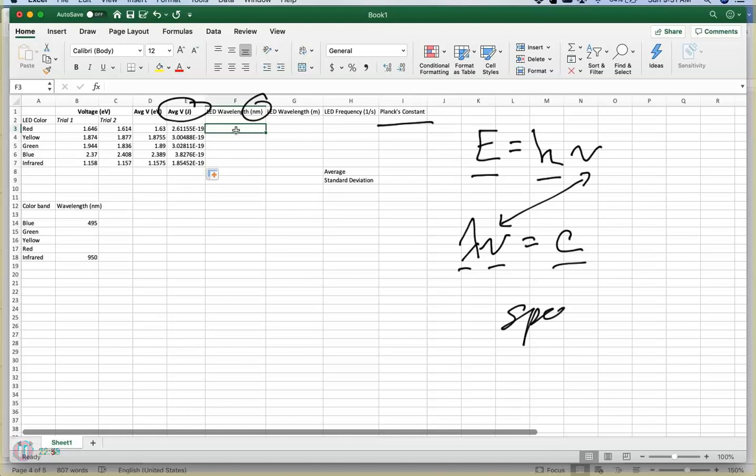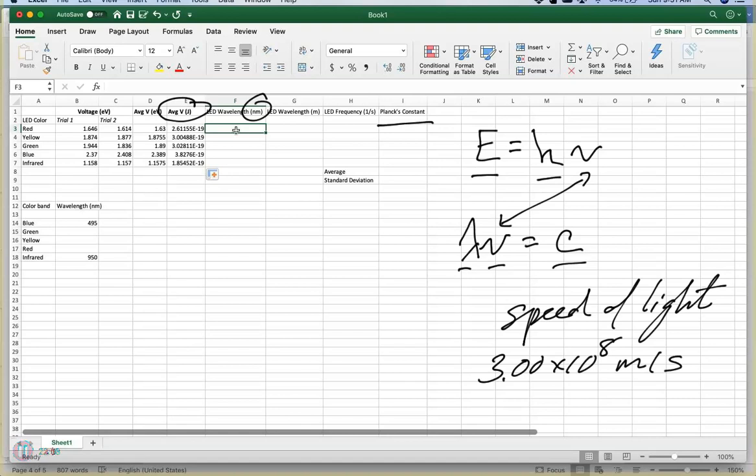The speed of light is incredibly quick, which is 3.00 times 10 to the 8th meters per second. So we have our constant. Effectively, we have everything we need. We're just working on manipulating everything so that I can dump my frequency directly into this equation and then calculate for h.